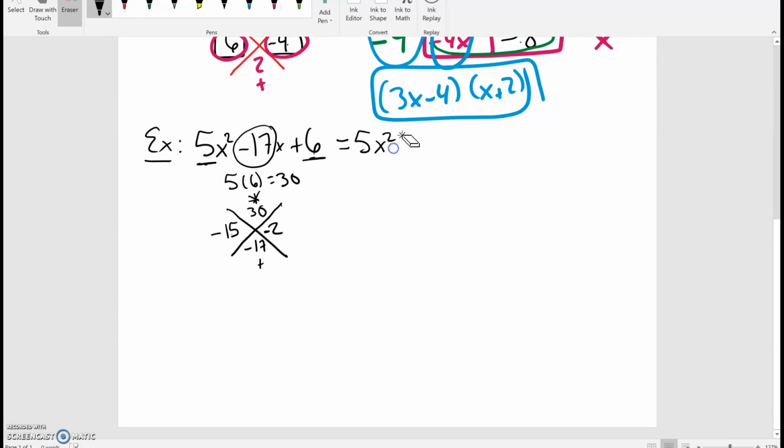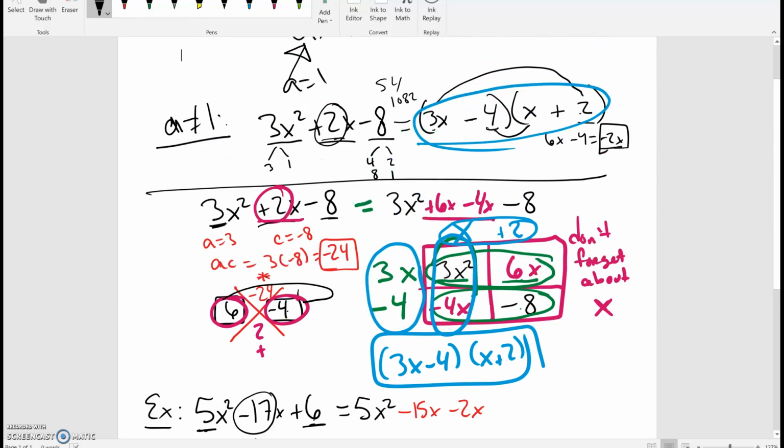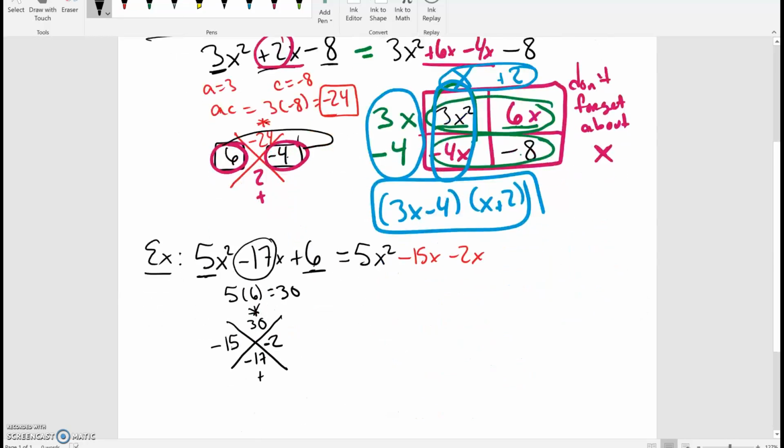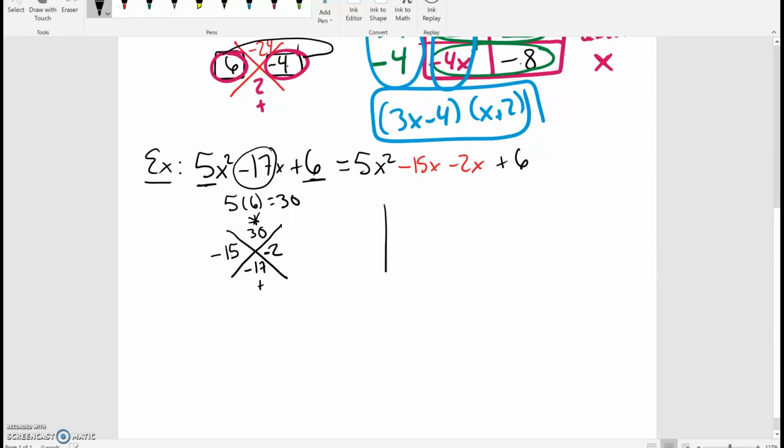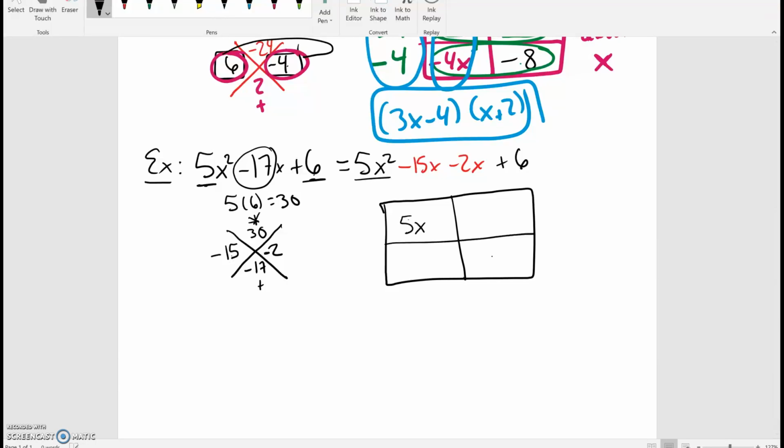This negative 15x, this negative 2x, and then I'm going to have this plus 6, right? So I'm going to box this, put a little box here. What's going to go in the diagonals is my 5x squared and my 6. And what goes on the off diagonals, order doesn't matter. This is going to be a negative 15x, and this is going to be a negative 2x. All right, so let's see what we get.